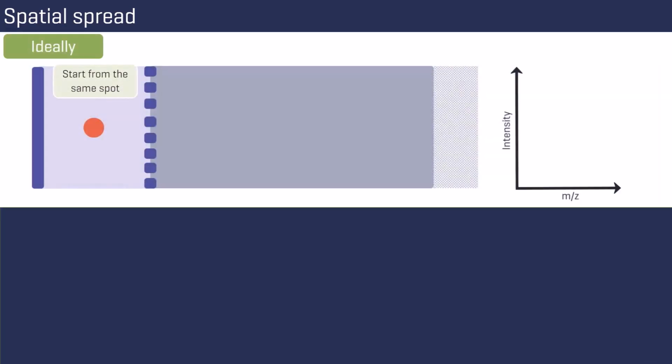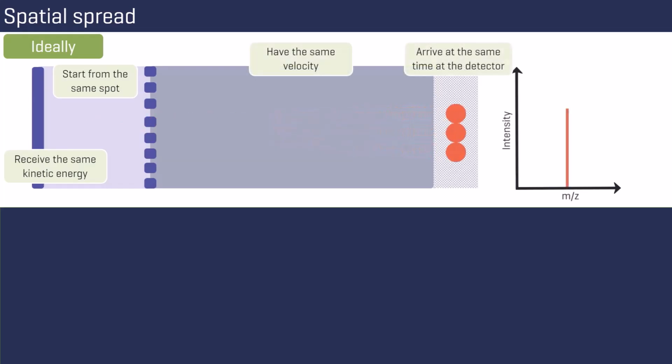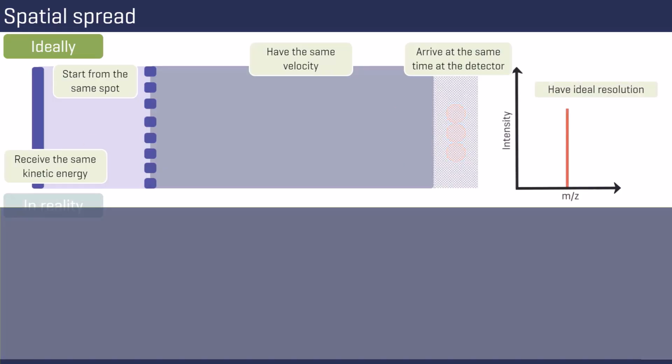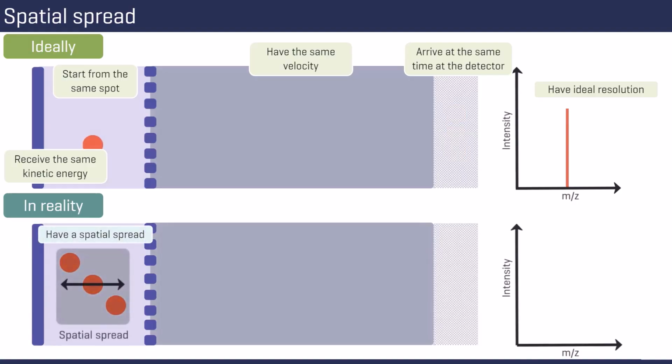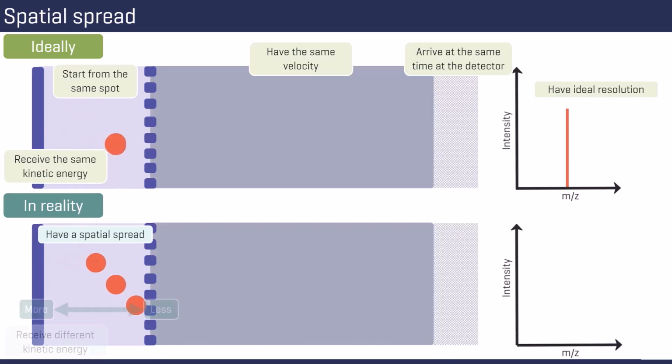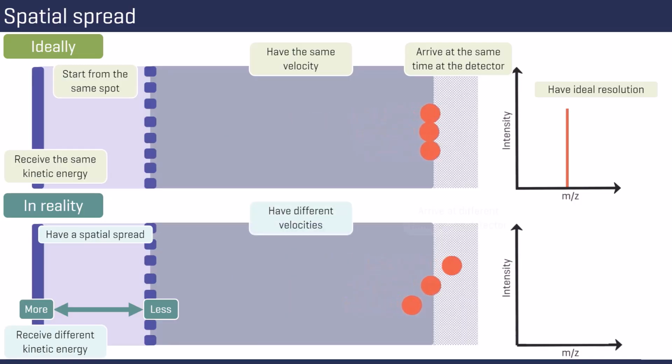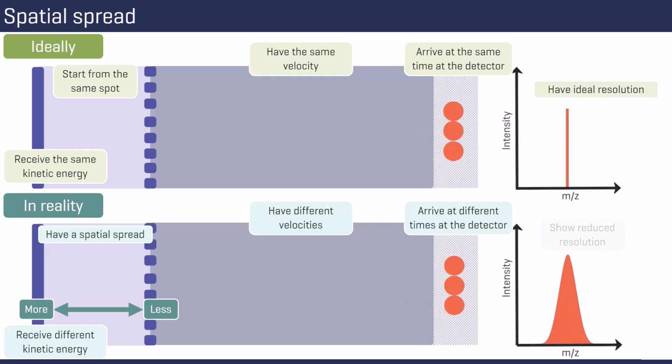Ideally, ions of the same m/z start from exactly one point, receive exactly the same kinetic energy by the acceleration pulse, have therefore the same velocity, and arrive at exactly the same time at the detector, resulting in one straight line in the detector signal. In reality, the ions show a spatial spread within the extraction region. As a consequence, ions further from the pusher receive less energy than the ions closer to it, resulting in ions with the same m/z, but different kinetic energies and therefore different velocities. They reach the detector at different times, which reduces mass resolution.